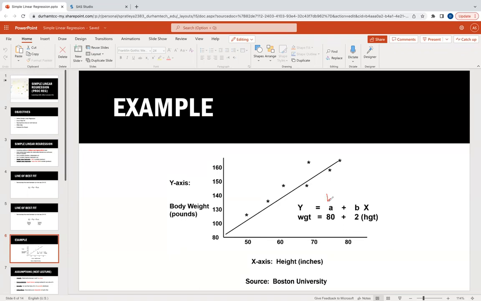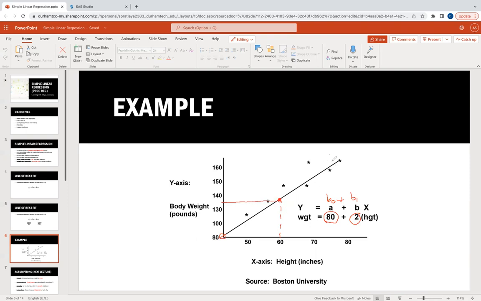Now A is considered the beta naught, B is considered the beta one, plus some type of x. In this case, the y-intercept, where it crosses the y-axis, is at about 80. So my y-intercept is going to be 80. And then my slope, or my beta one, my coefficient, is going to be 2, and that's going to be multiplied by any height. So for instance, if I have a height of 60, I'm going to draw right up to that line.